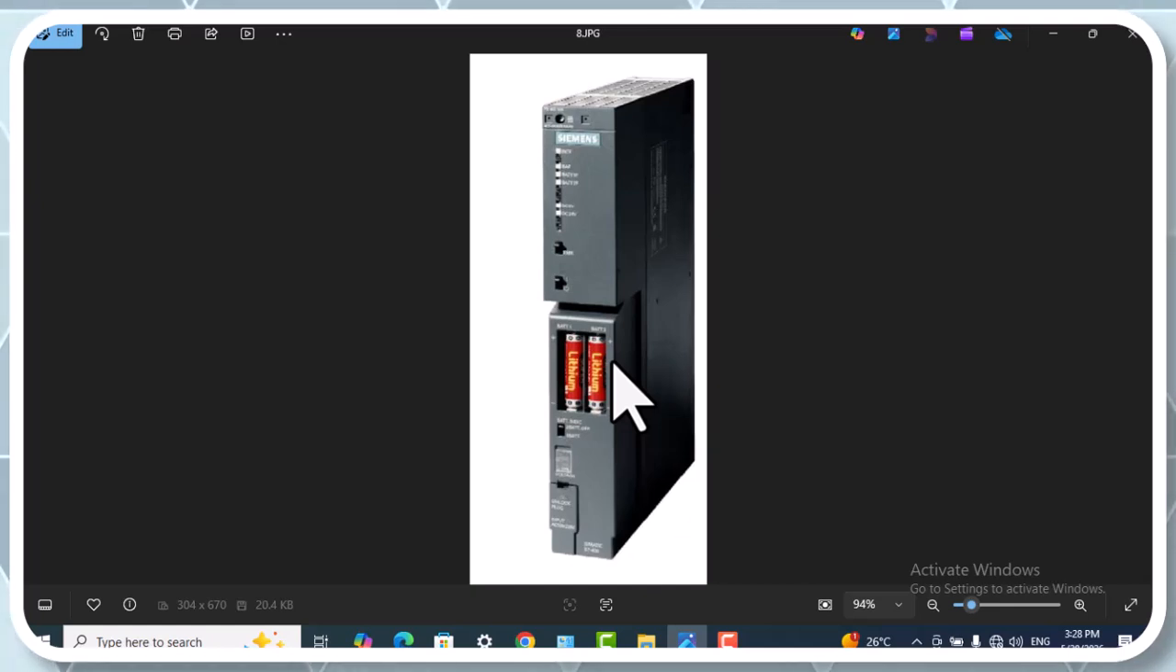And an important thing: if one battery becomes empty, the system switches to the second battery, and you will see the indicator for battery failure or missing battery. I can see it here. It's battery 1 fault or battery 2 fault.